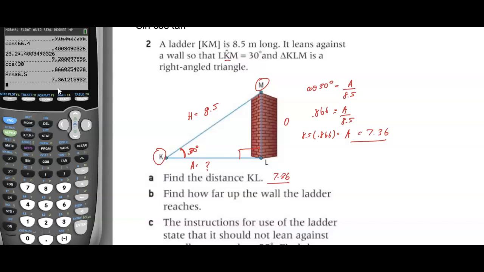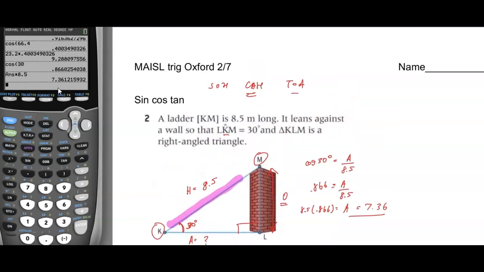Next one, how far up the wall the ladder reaches? So the ladder KM is this here, of course. That's the ladder. How far up the wall the ladder reaches? So what we want to know is the height, ML, which is also known as O. So the opposite can be found through either tangent or sine. Just to vary a little bit, let's use tangent.